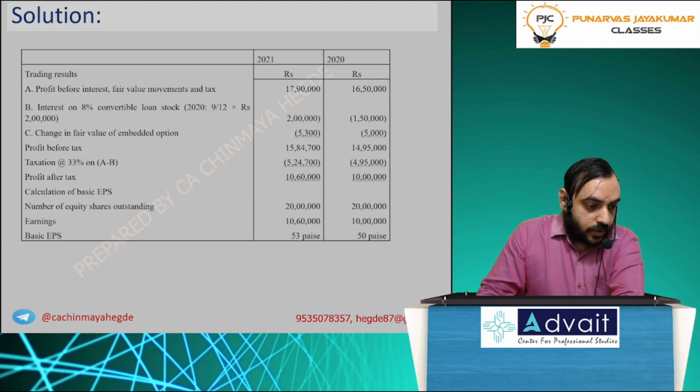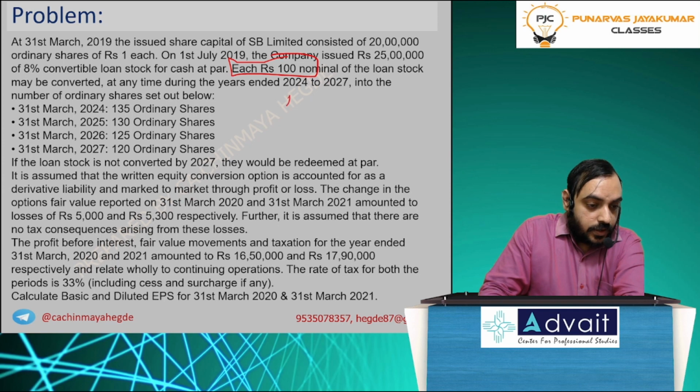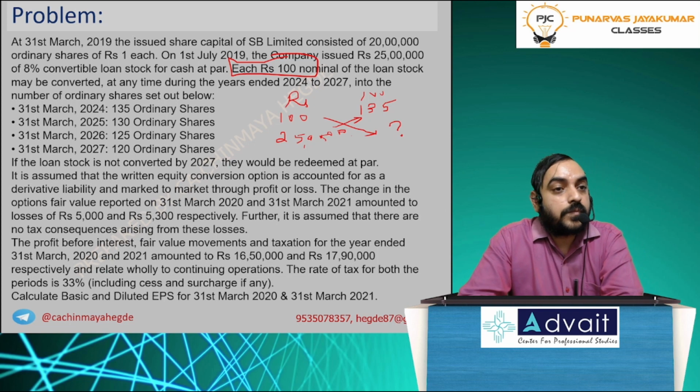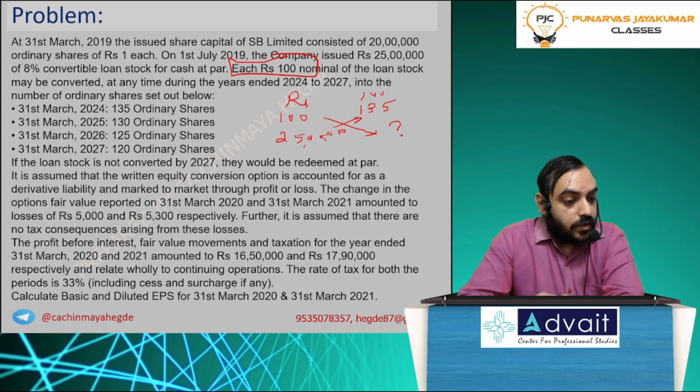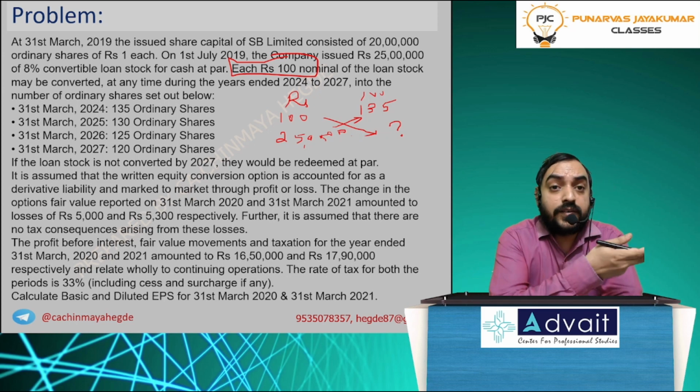I don't know whether I'm confusing you. I'll just explain once more. If the face value is 100 rupees, the number of shares is 135 per 100 rupees. And how much is the loan amount? 25 lakh. So number of shares is 25 lakh into 135 divided by 100, which is 33 lakh 75,000. Maybe if I take this number, our per share figure may also come.